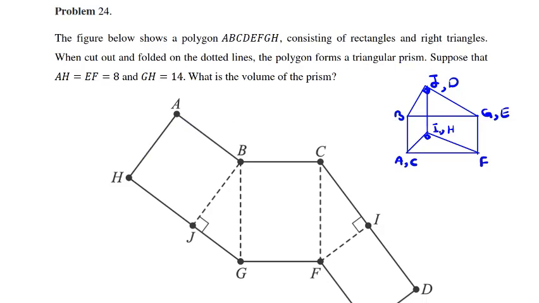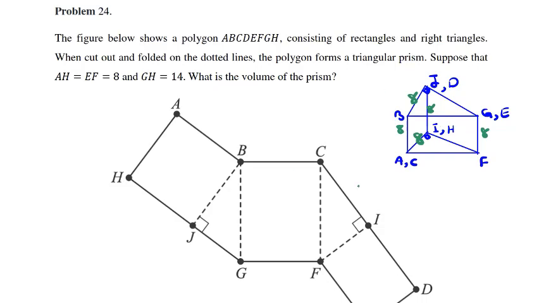AH is 8, so if we consider AH is 8, let me write the rest of that with green. AH is 8, and EF is also 8. This one is 8, so we understand it is also 8. This one is 8, and this one is 8 because of these 8. And GH is 14.